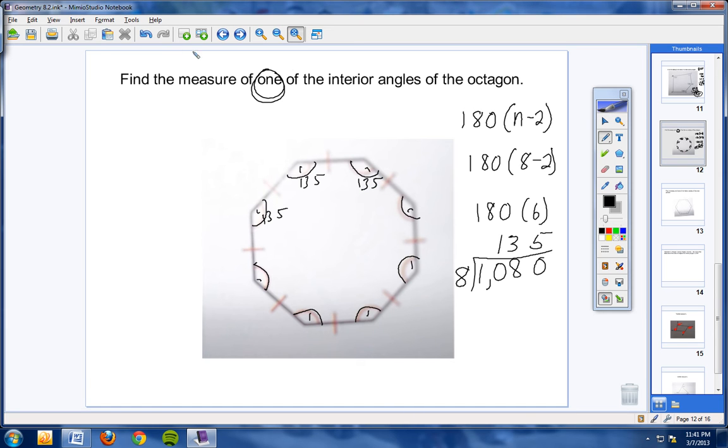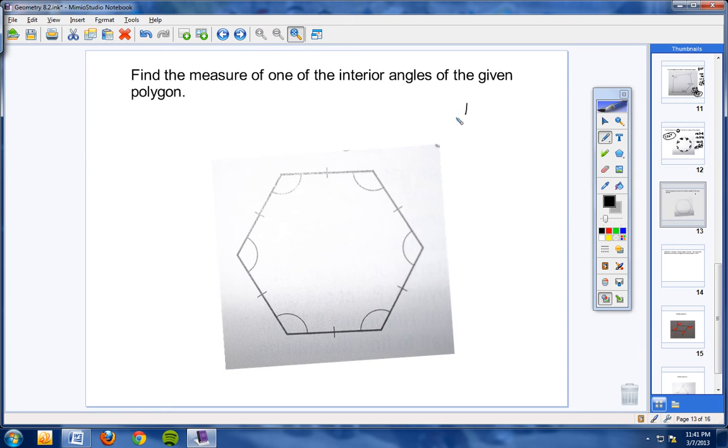So find the measure of one of the interior angles. Sure, here's the measure of one of the interior angles, 135 degrees. Let's see if you guys can try one for half a bonus point, okay? Let the video run. I'm just going to be quiet, and I want you guys to work on this. I will say one thing. It is a 6-sided polygon. It's called a hexagon. I want you to see if you can find the measure of one of those interior angles. Notice they are all congruent. All 6 of those angles are congruent.